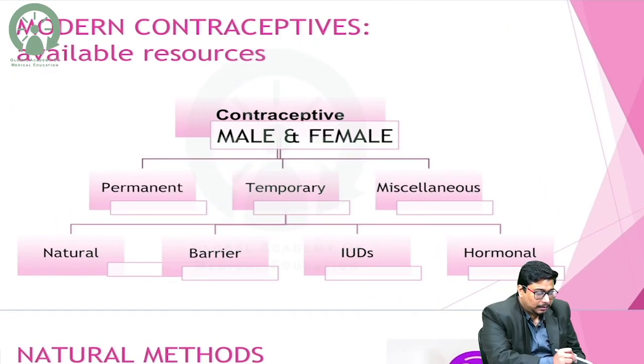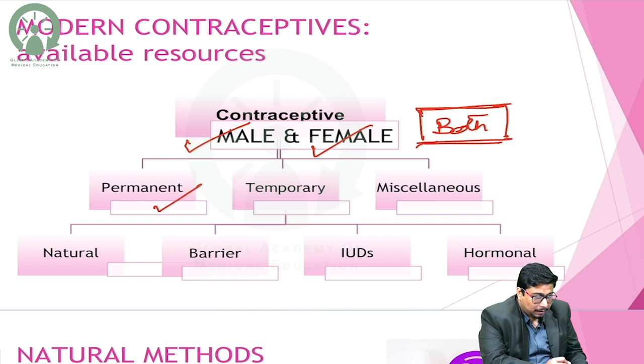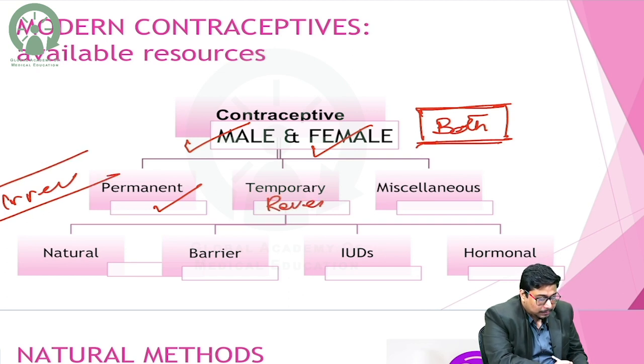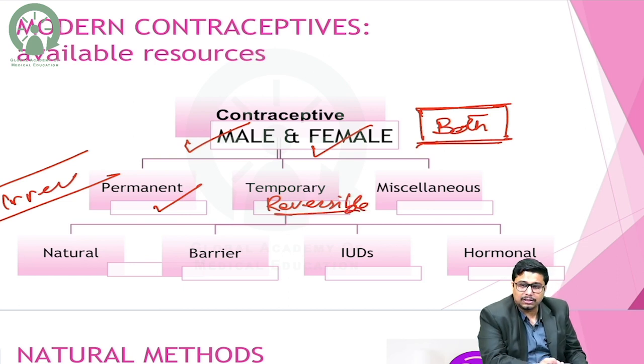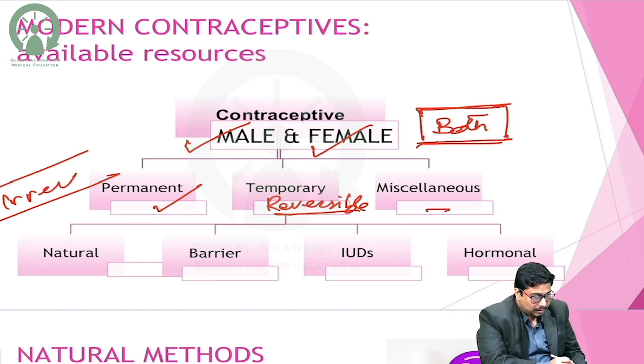A contraception can either be for the male partner or the female partner, or something that requires involvement of both partners, right? And among these, for male, female, or both, these can be either permanent or irreversible, which once done cannot be reverted, or temporary or reversible. That is, contraception that can be used sometimes and there is no permanent loss of fertility. This is temporary loss of fertility, and when the method is stopped, the fertility will come back. And there are miscellaneous methods we will eventually see.